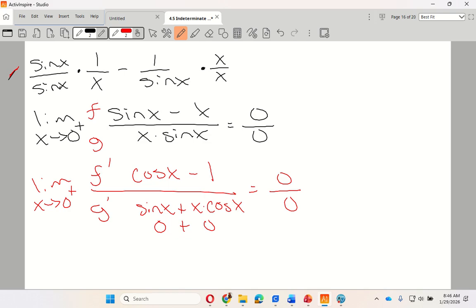We had a problem like this yesterday. What happens if I get 0 over 0 again? Do it again, right? Okay, let's do it again. So f double prime. Derivative of cosine is? Negative sine.